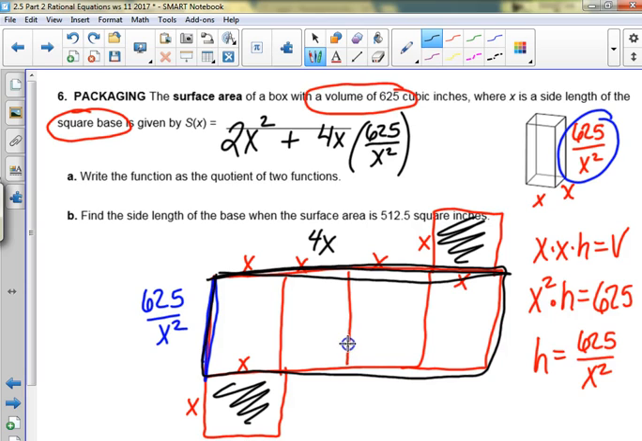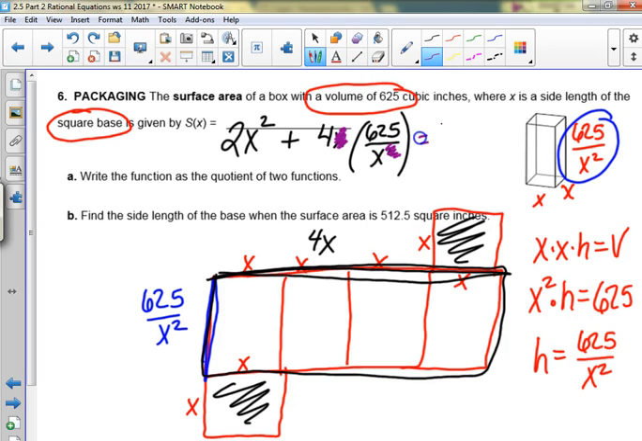We could leave it like that, but it actually would reduce a little bit, right? Yeah, but we got to type it in our calculator in a minute, I think. Write it as the quotient of two functions. That means get a common denominator. All right, let's wait. We can do this. Let's divide this x out, right? Can someone do 4 times 625 for me?